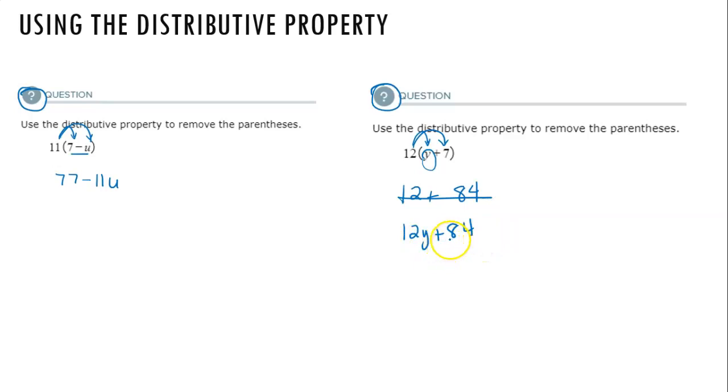One of the things I didn't mention when I did the first one is that signs are important. If I do 11 times negative u, there should be a minus in the middle to indicate that it's negative there. If I do a positive times a positive, there should be a plus there. If I write this as 12y84, it's wrong. I either need to be adding or subtracting in the middle there.